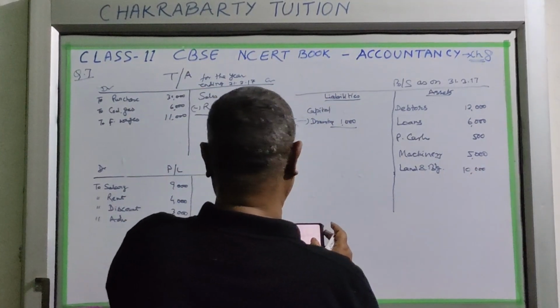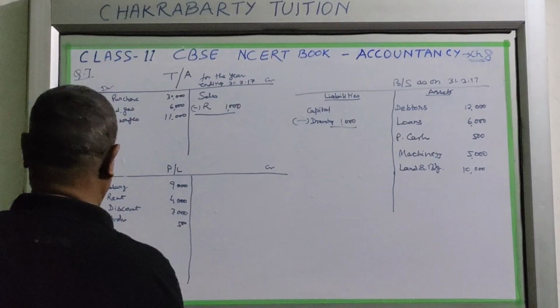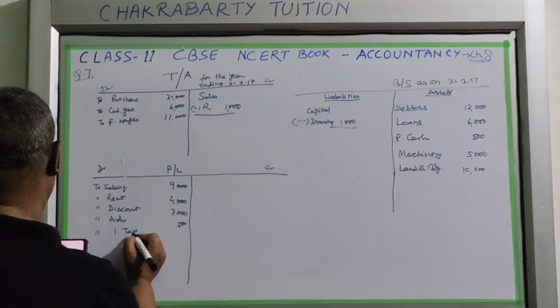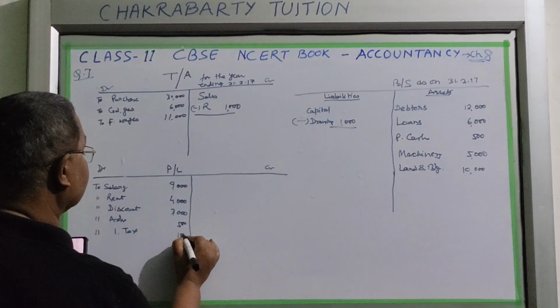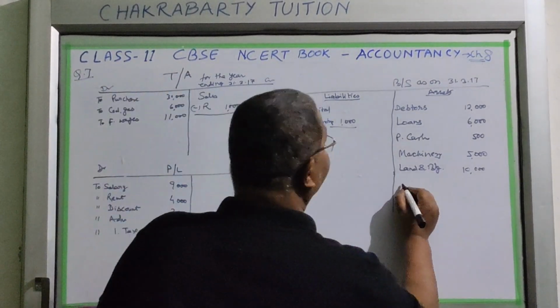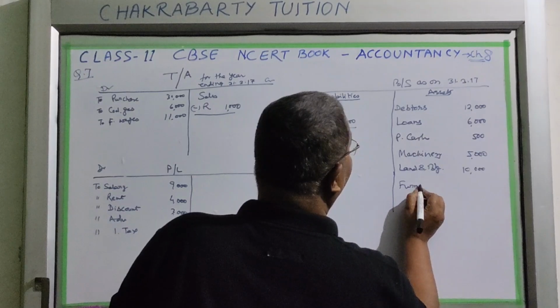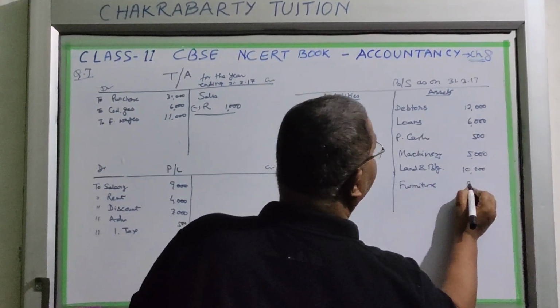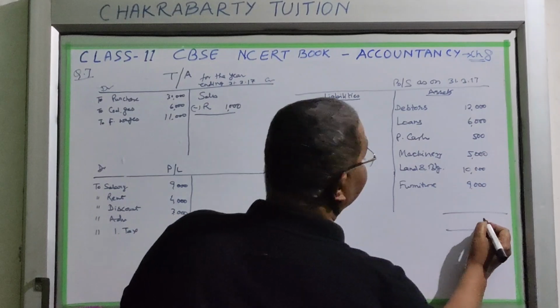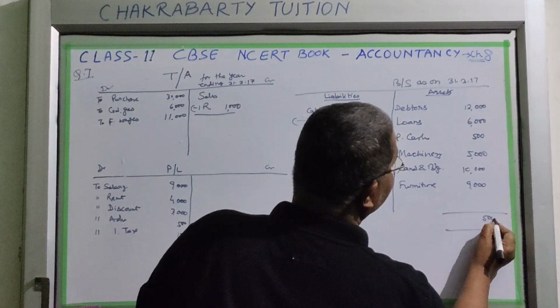Land and building is 10,000. And income tax. Income tax is an expenditure, on the debit side, so it will come here. And furniture. Furniture is 9,000. So this side is done, and we can make a total also.